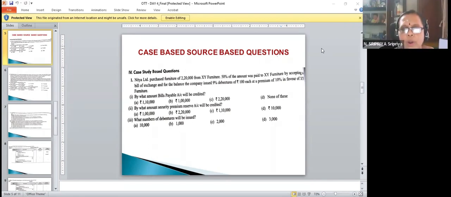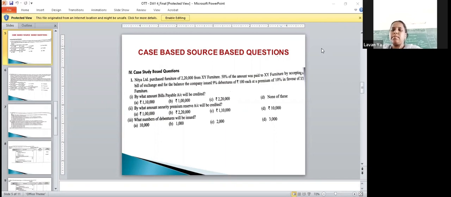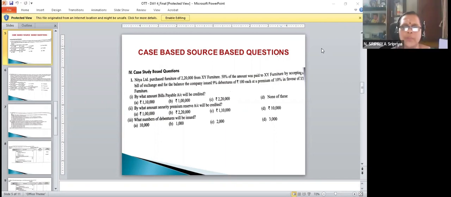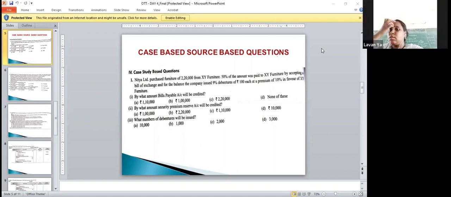Second question, by what amount securities premium account will be credited? So premium account will be 10,000 rupees. And what is the number of debentures to be issued? 1,10,000 divided by 110. So you have 1,000 debentures to be issued.